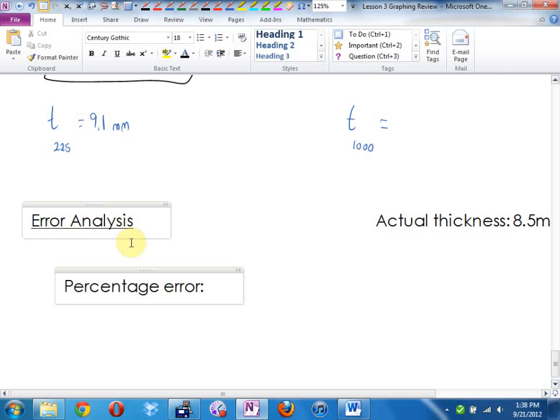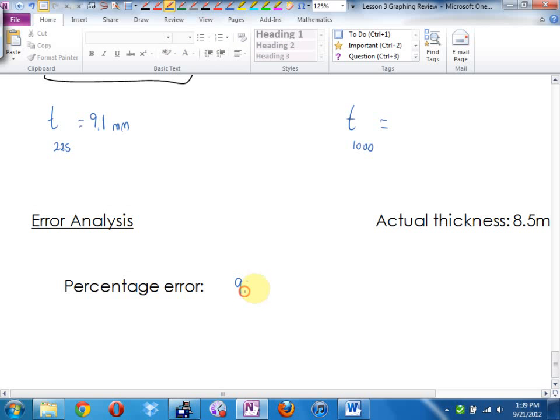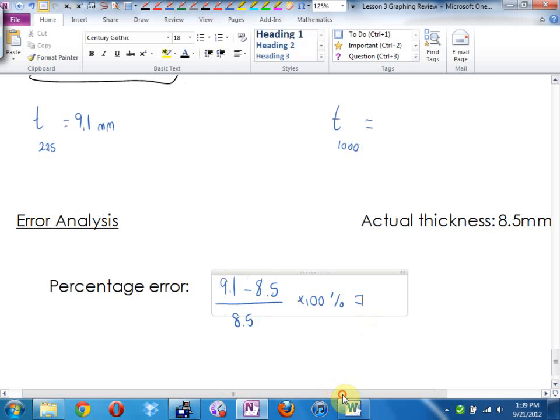Go bigger minus smaller. You want to find out how far apart they are. So I'm going to go 9.1. You're going to go whatever your theoretical value is. Oh, but if your theoretical value is smaller, go bigger minus smaller. Minus 8.5. And you always divide by the actual correct value. What's the actual correct value? The one that we measured, which was what? 8.5 millimeters. And then I'm going to go times 100% to change it into a percent. Okay?